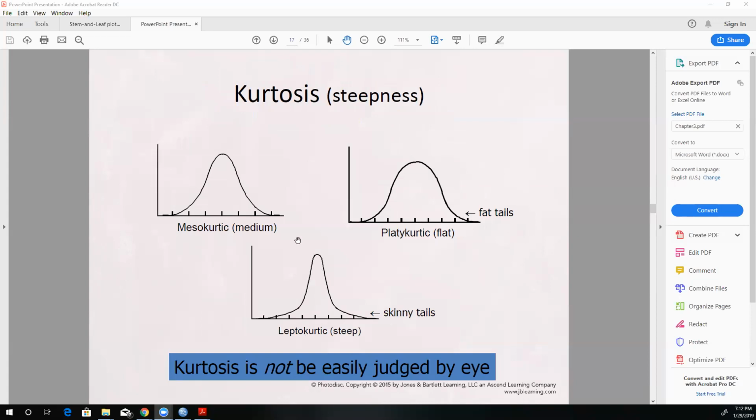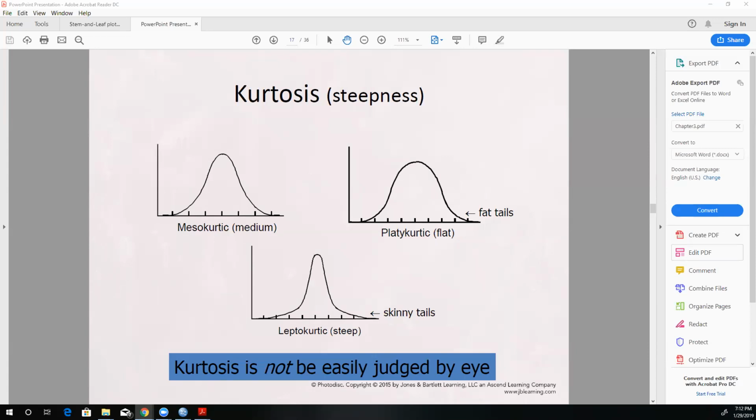Now, the other thing to look at is kurtosis. He refers to it as steepness. And so these are the different ways of looking at it. This is something called mesokurtic. That's kind of like a medium sort of steepness. I think of it as chubbiness for the curve.